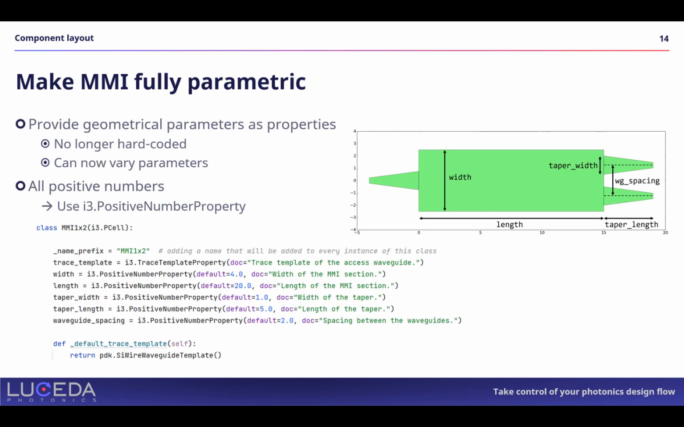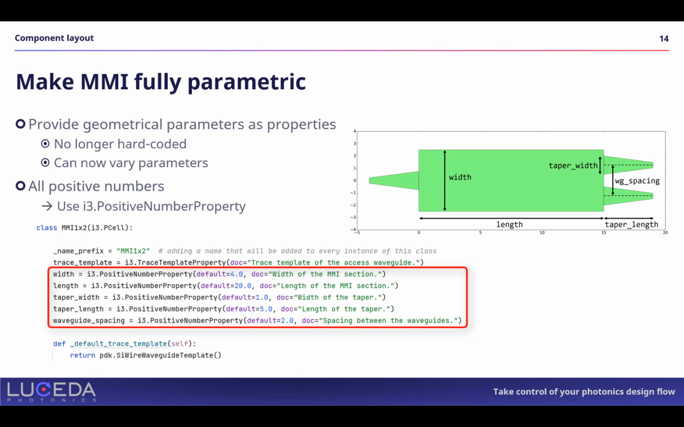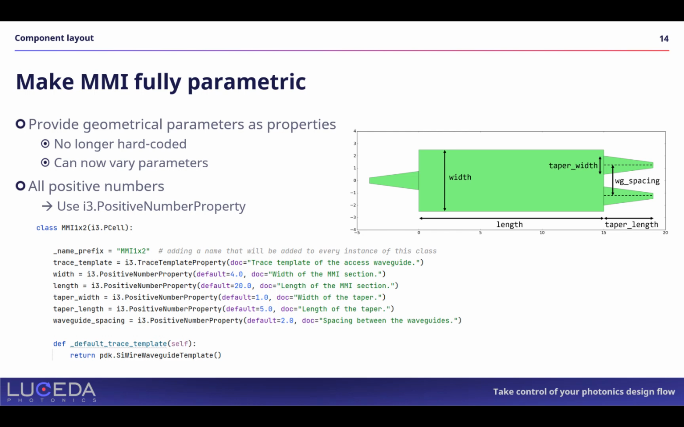Following the same principle, you can make your MMI parametric to other properties too. For example, rather than hard-coding the geometrical properties of your MMI, you can define them as parameters that you can vary. You would need to define descriptive, understandable names for these parameters. In our case, we choose the names width, length, taper length, and waveguide spacing, as these describe what these parameters represent. Since they are all positive quantities, we restrict them to positive numerical values by defining them as instances of i3.positiveNumber property. We then provide default values to the default parameter of i3.positiveNumber property.